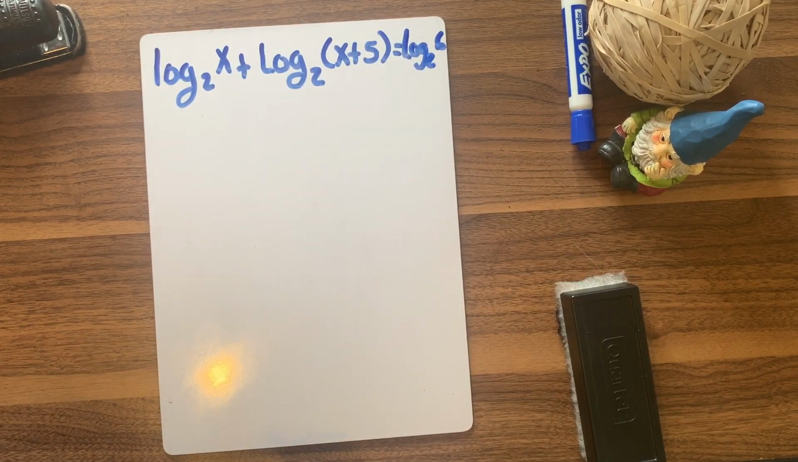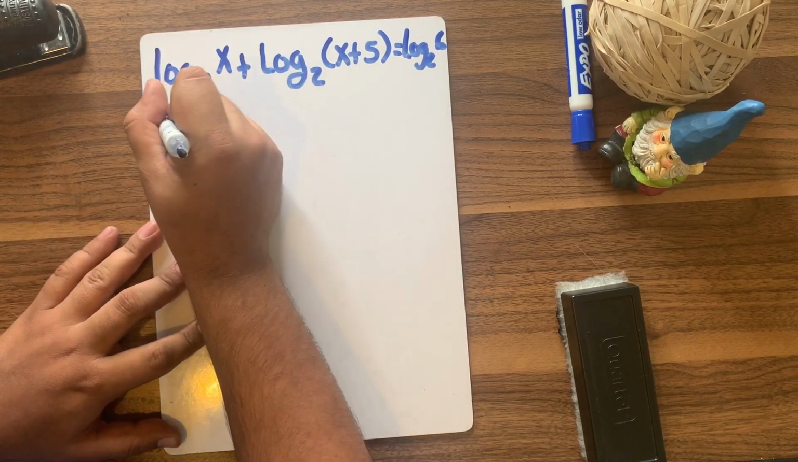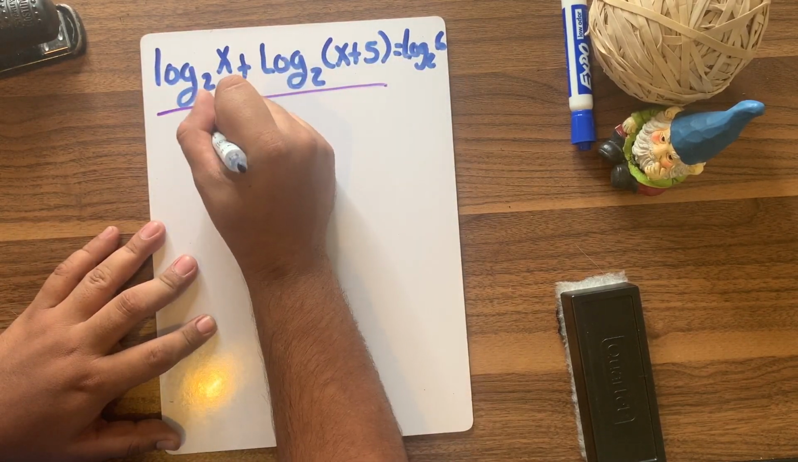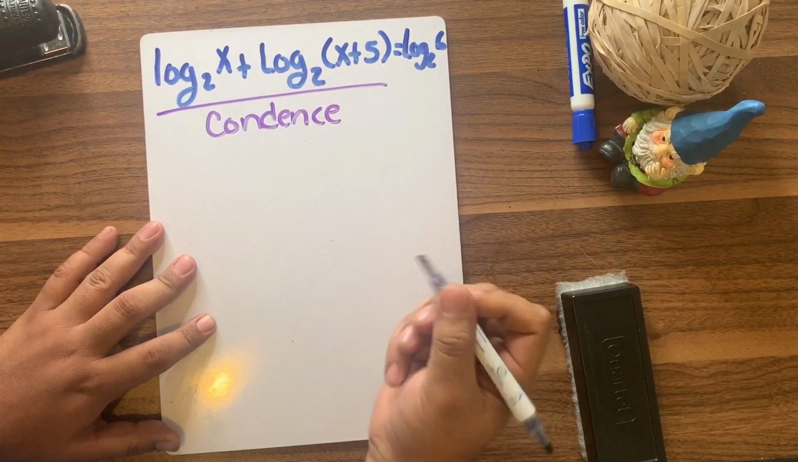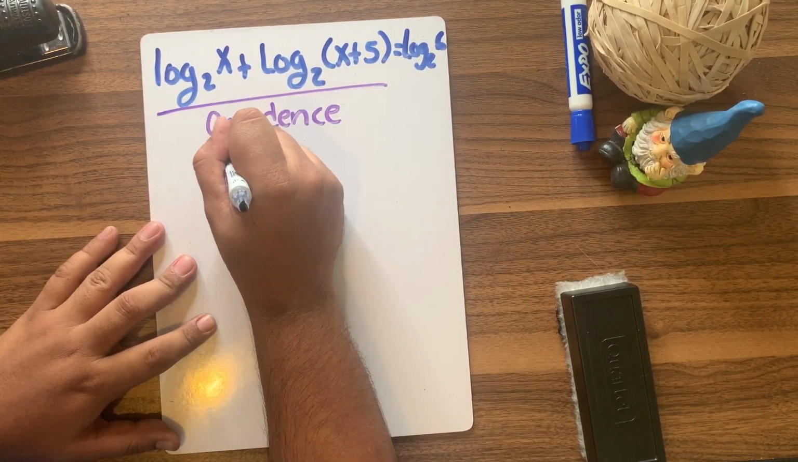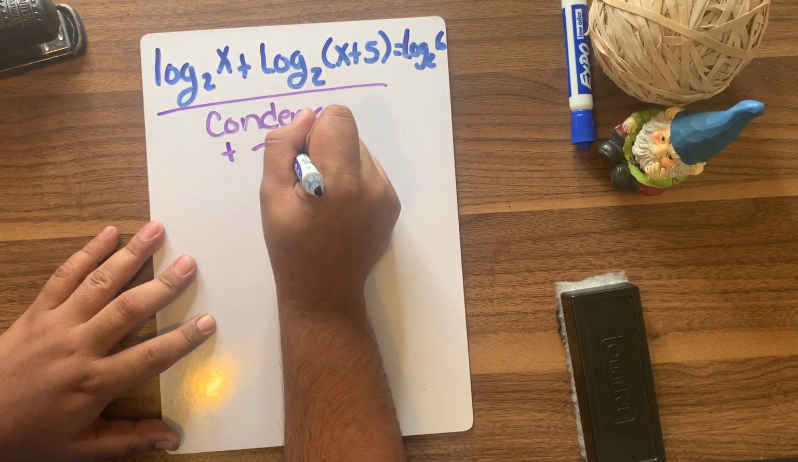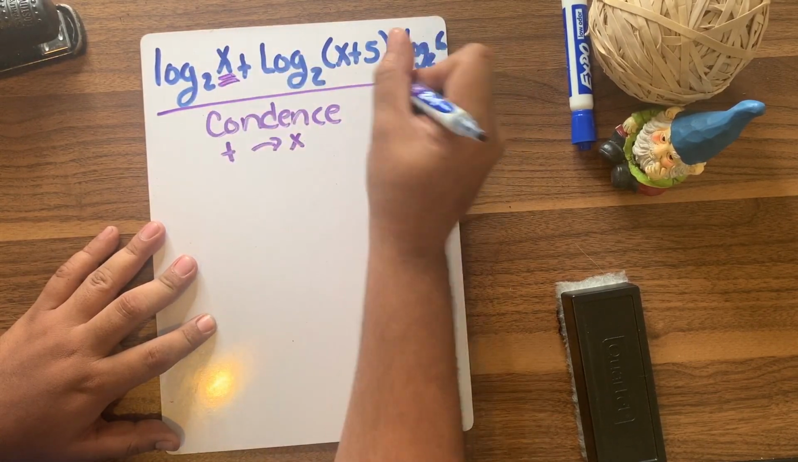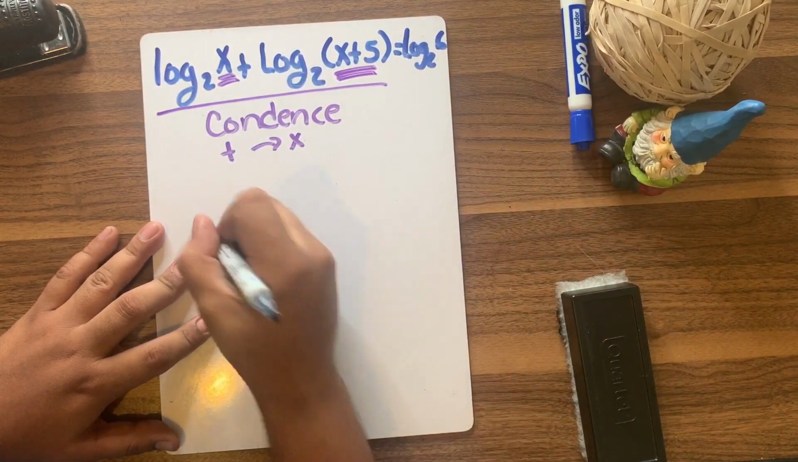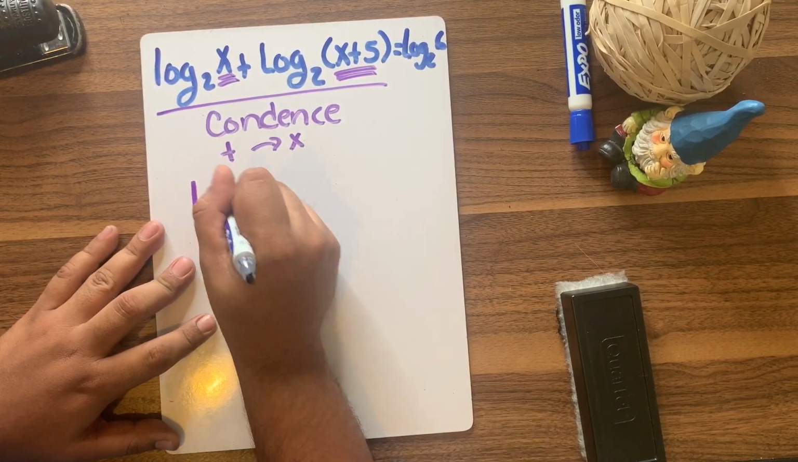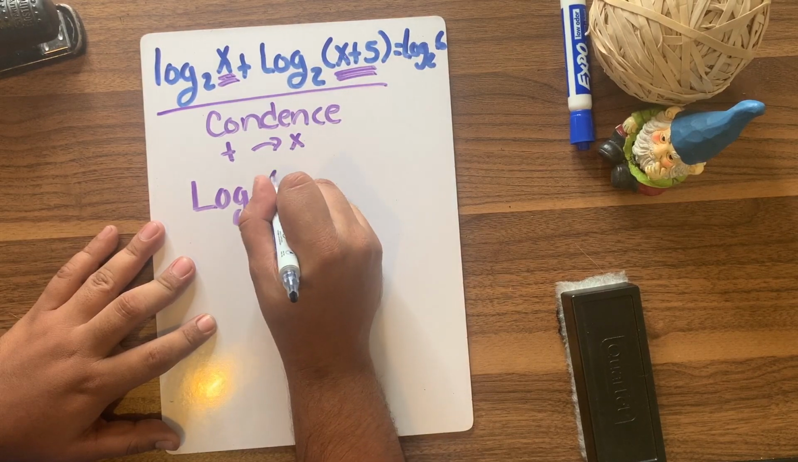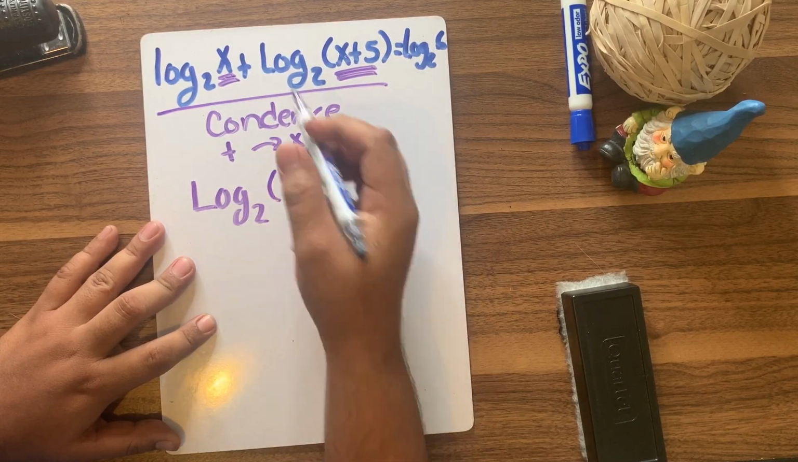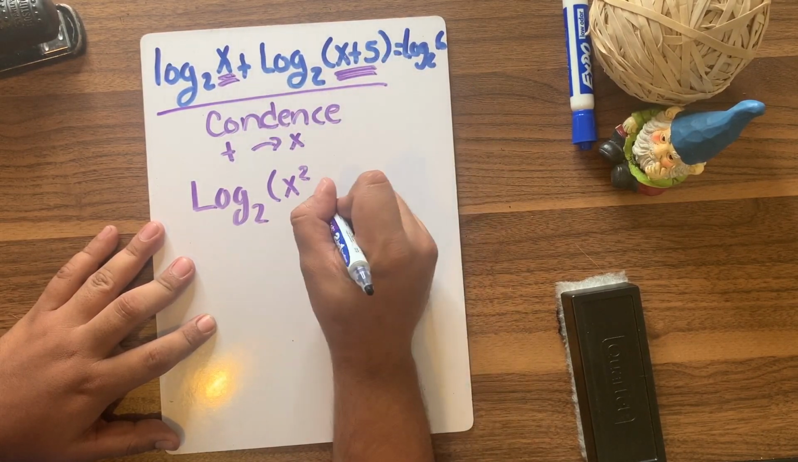Okay, now let's look at this problem. We do have to condense the left side. They do have the same base, log base 2. And when you add logs, we multiply. So x and x plus 5 need to be multiplied. So we're going to have log base 2. x times x is x squared. x times 5 is 5x.